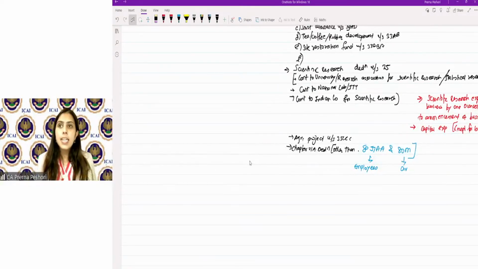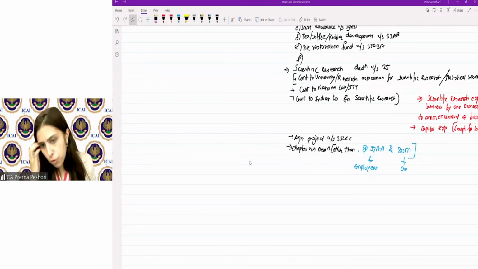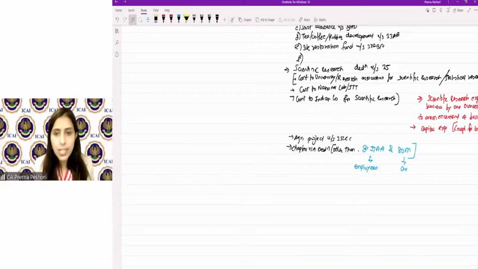Okay. So next point is what you have to not claim: the set off of losses or unabsorbed depreciation if it relates to these particular disallowances. Other than that, of course, you can claim the set off of losses. It's not that you cannot claim set off of loss, but if it relates to any of these items, then you cannot claim.